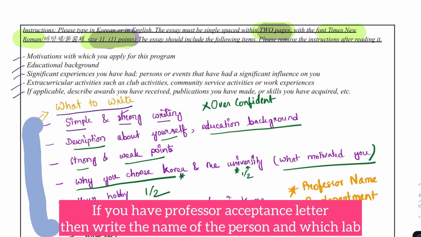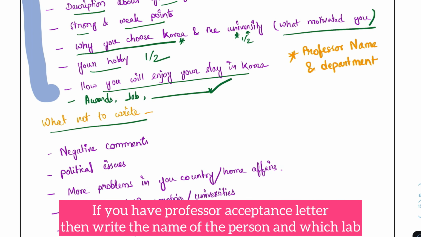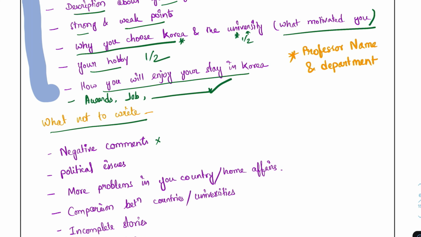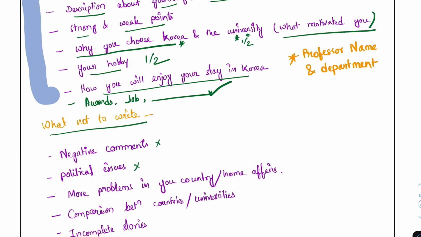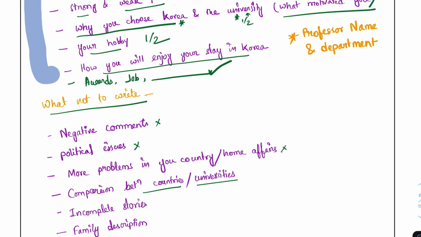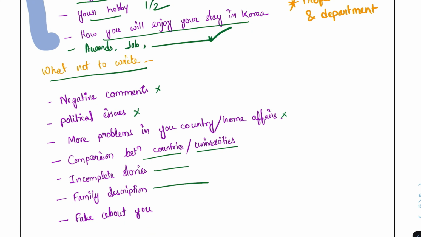What not to write: any negative point you should avoid, political issues you should avoid, and you should not describe more about problems in your home, your town or your nation. You should not compare between countries or between universities, and you should not write any incomplete stories, family description, or fake things about yourself. This is the most important.